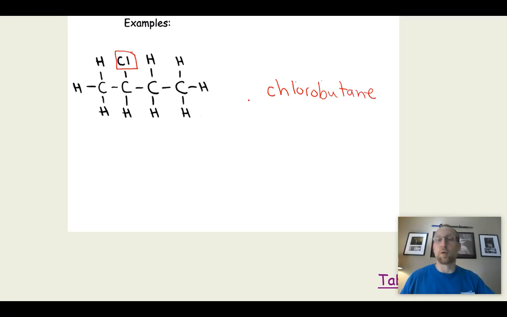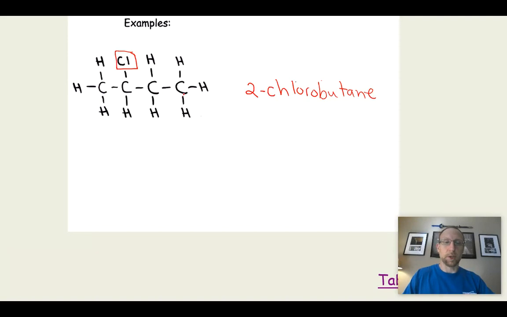And don't forget number for location. So where on the carbon chain is that chlorine? So 1, 2. So remember, we always want to start from the end that gives us the lowest possible number. So it's not 1, 2, 3. So it's 2-chlorobutane. That's it. Really simple. So don't overcomplicate these. Don't overthink these. It's not that bad.